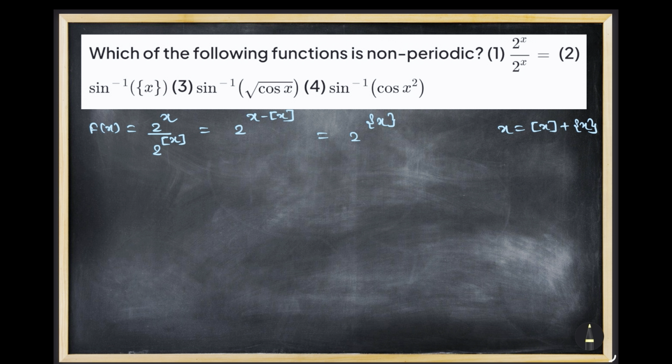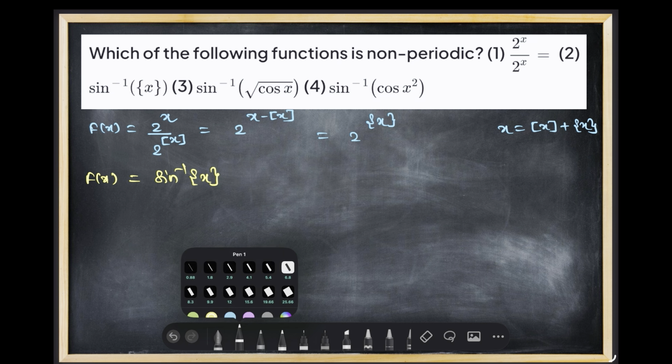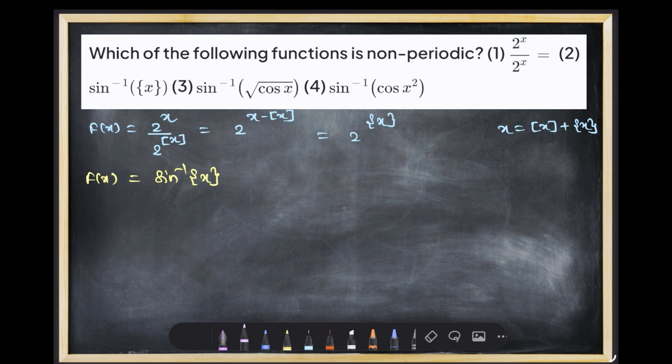Now we have the second problem. f of x equals sine inverse of the fractional part of x. Again it is a periodic function, the fractional part function 0 to 1. So 0 to 1, 0 to 1, 0 to 1, it will keep on changing and it will keep on giving the same values at regular intervals.